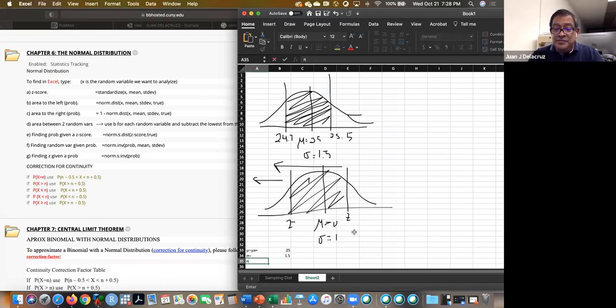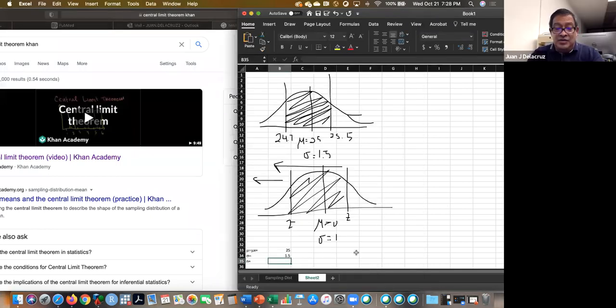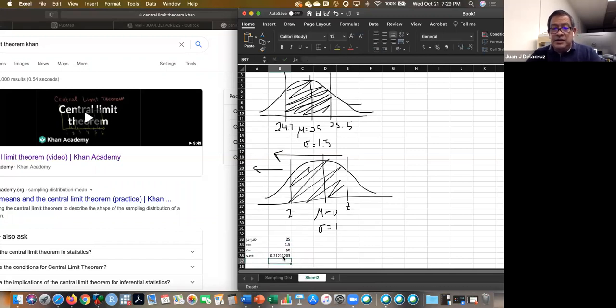I have n, which is going to be how much? According to my case, 50. Thank you. So 50. What else do I need? I don't need sigma itself. I need what is called the standard error, right? Which is going to be equal to sigma divided by the square root of the sample size, right? So that's going to be my value of the standard error.